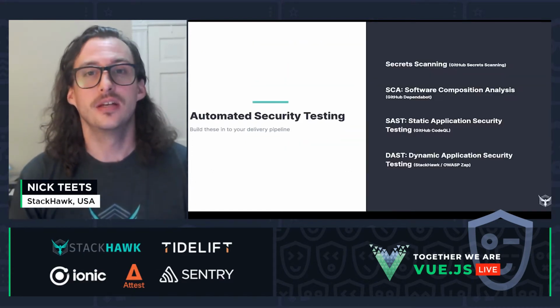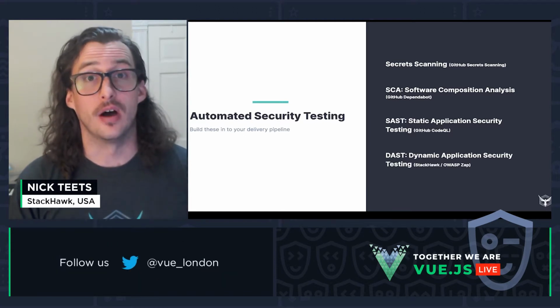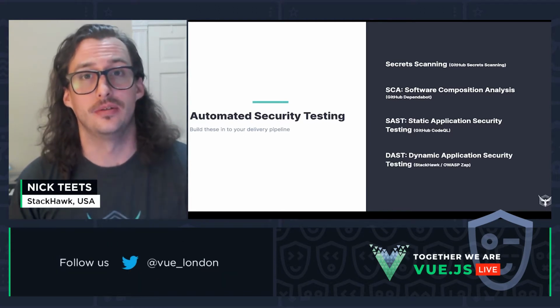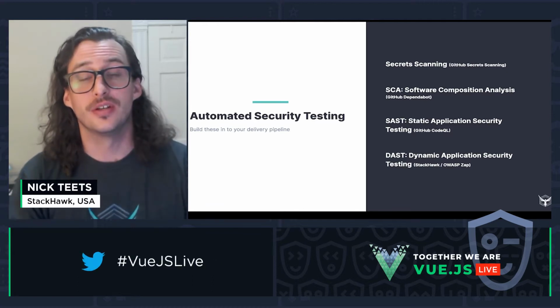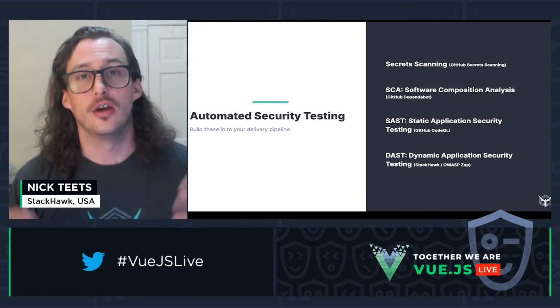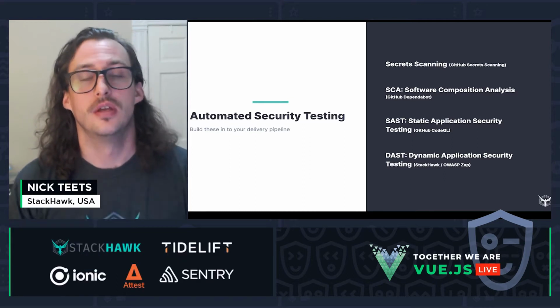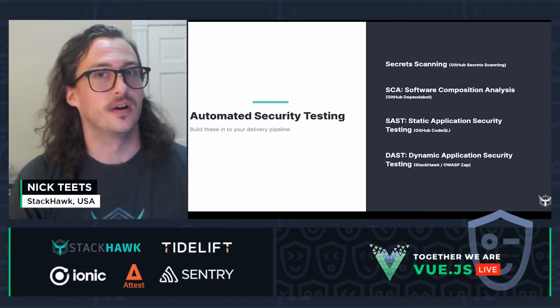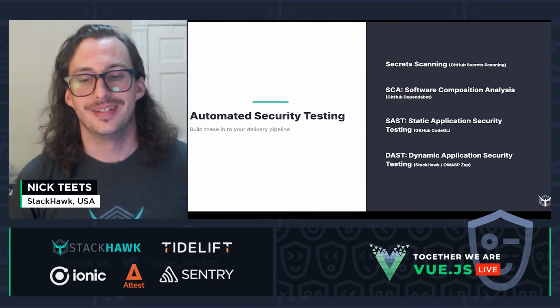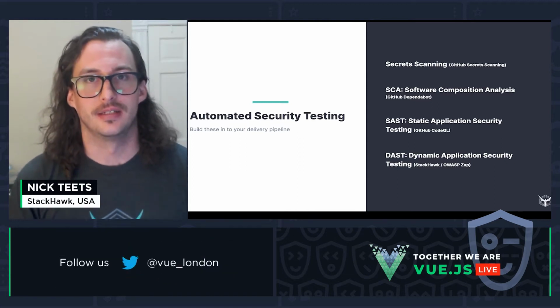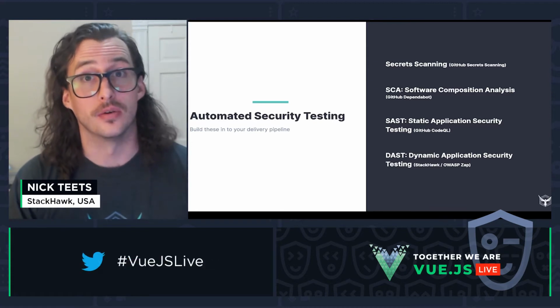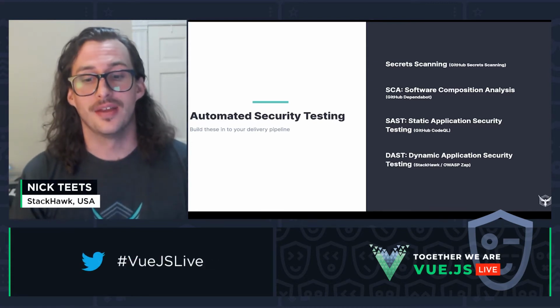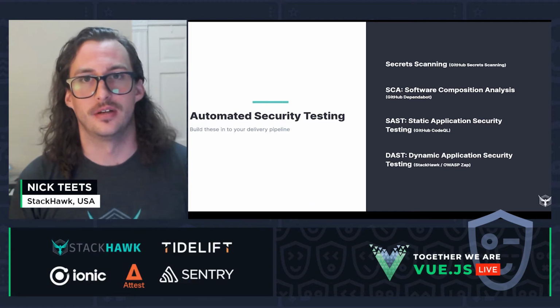Things like secret scanning, or the idea that we should be obfuscating API keys that we use to communicate with third-party services. Software composition analysis, which is taking a look at the open source modules that you use to run your app and find vulnerabilities there. We have static application security testing, which looks at the actual code and text files of your repository to find vulnerabilities. And lastly, dynamic application security testing.